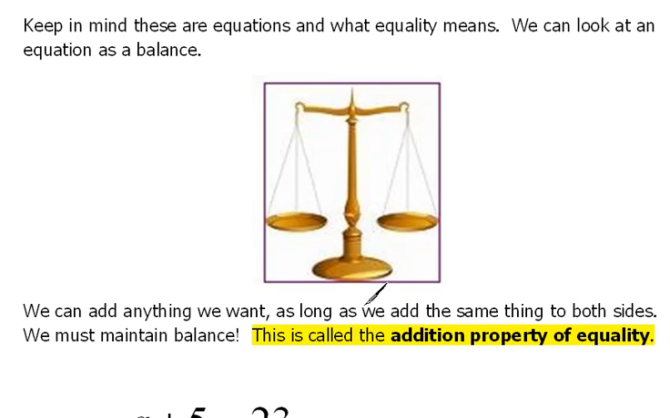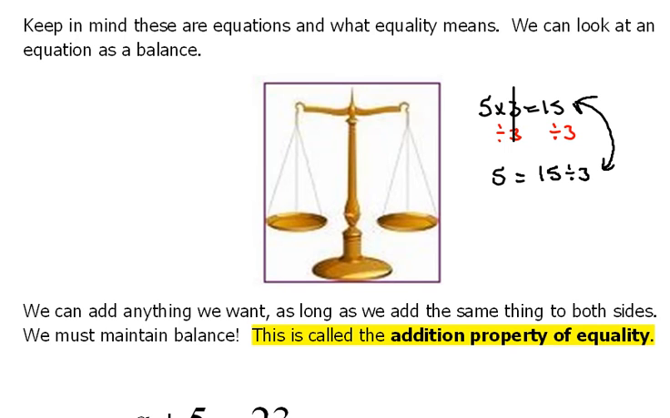Now, just like we saw in the previous video, when I did 5 times 3 equals 15, and I divided both sides by 3, that gave me 3 divided by 3 is a 1. So then I had 5 times 1, which is 5, equals 15 divided by 3. This was the check, or the forward and backward of each other. I could do that as long as I did the same thing to both sides of this equation.